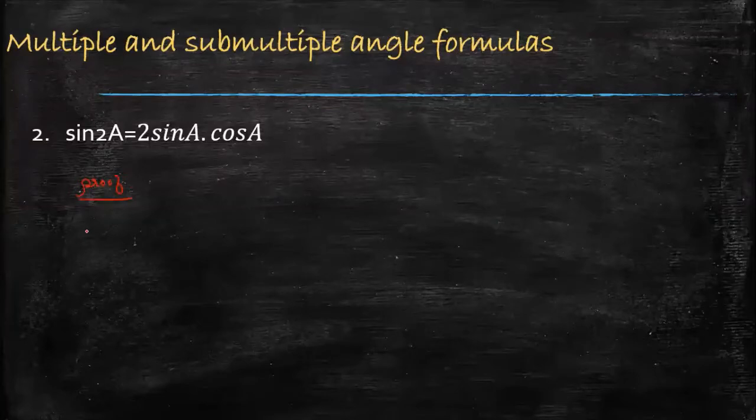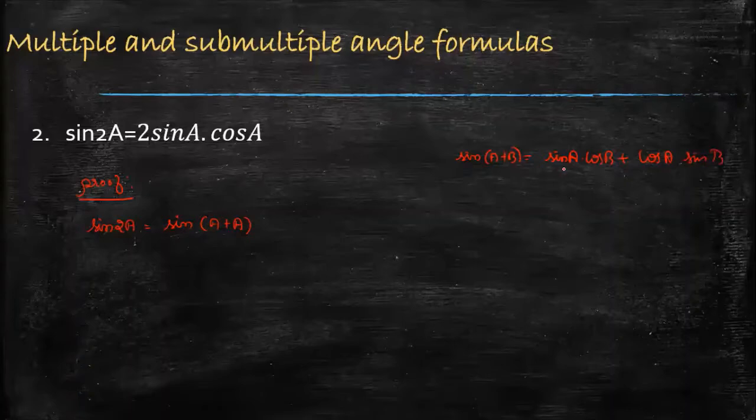Now to prove this, let me consider sin 2A and let me write it as sin of A plus A. Now I can apply the sin A plus B formula here. What does the sin A plus B formula say? Sin A plus B is sin A into cos B plus cos A into sin B, that is, sin of first angle into cos of second angle plus cos of first angle into sin of second angle. I will apply this same expression here.